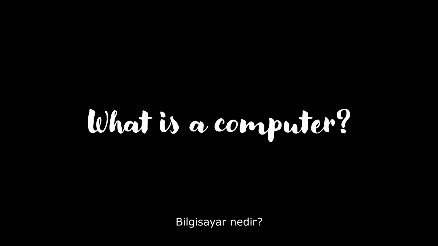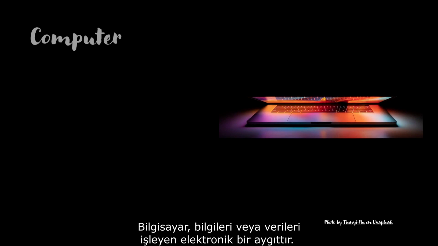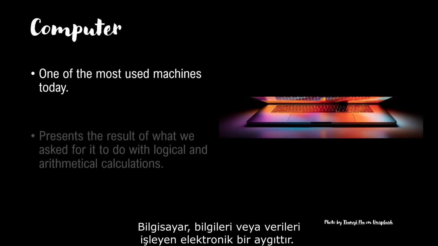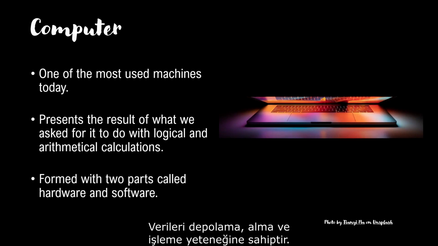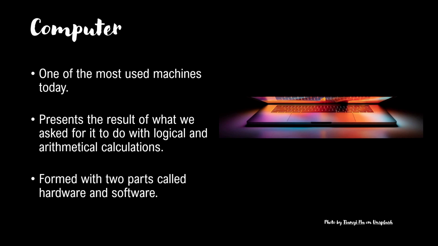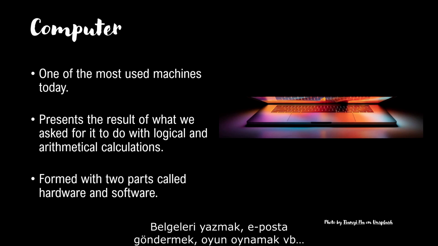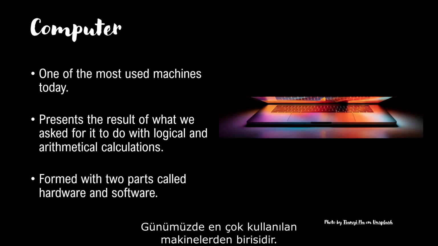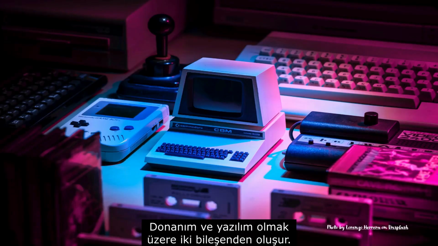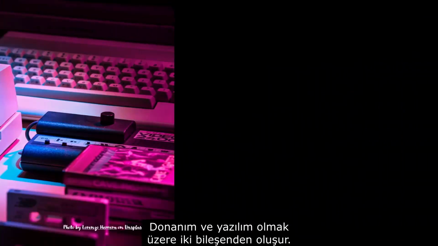What is a computer? A computer is an electronic device that processes information or data. It can save, retrieve, and process data. Writing documents, sending emails, playing games, etc. It's one of the most used machines today. It consists of two components, hardware and software.